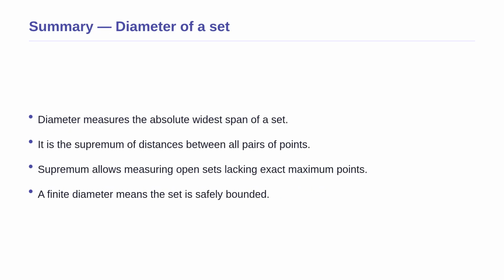Let us review the key takeaways from today's lecture. We learned that the diameter of a set acts as a mathematical measuring tape that finds the absolute widest span of a collection of items. Formally, it is the supremum of the distances between all possible pairs of points within that set. Using the supremum is incredibly powerful because it allows us to find the diameter of open intervals where an exact maximum distance is never reached. Finally, we saw that if this diameter is a finite number, the set is safely bounded and contained. You now have a solid understanding of the diameter of a set.